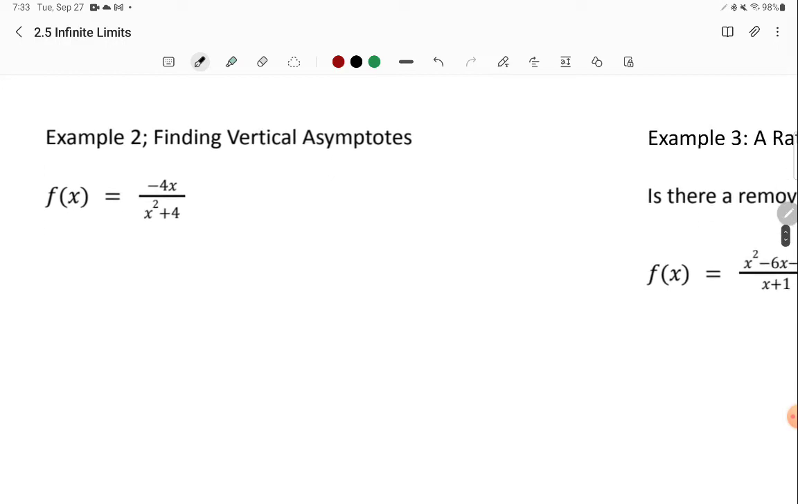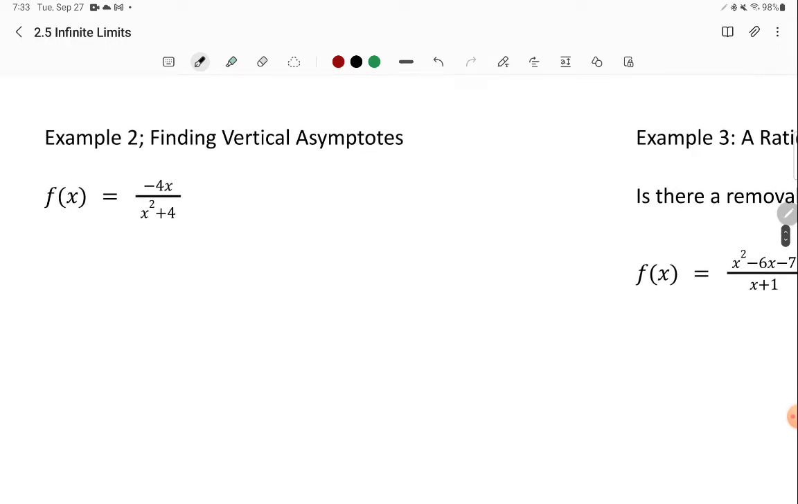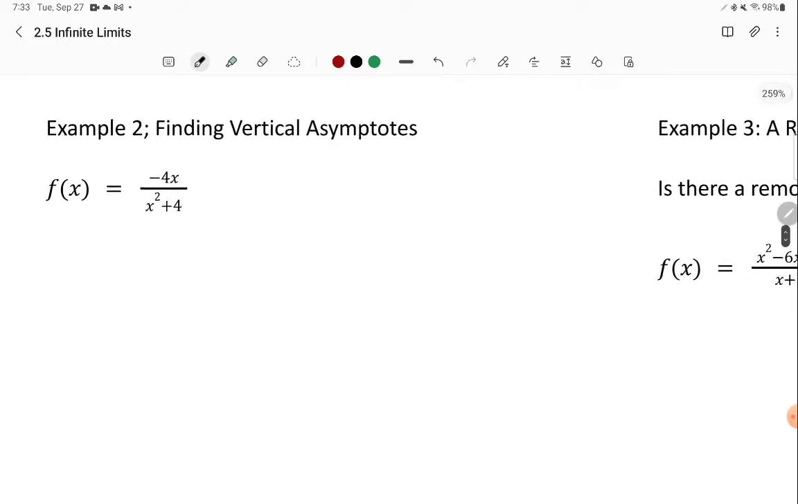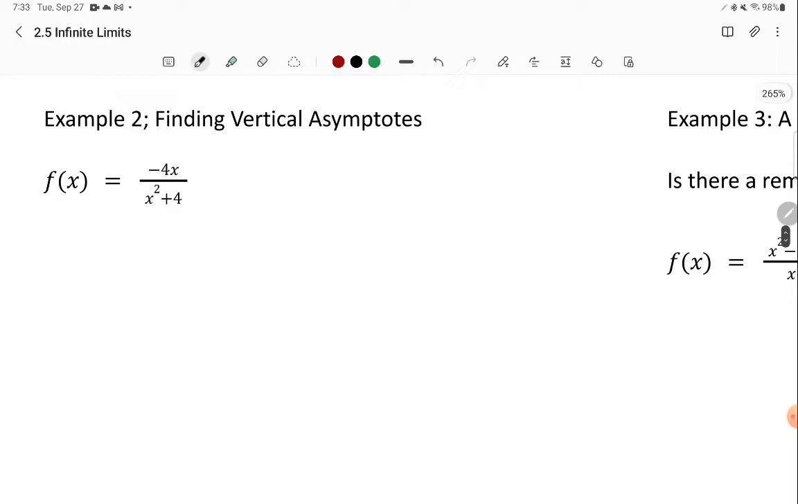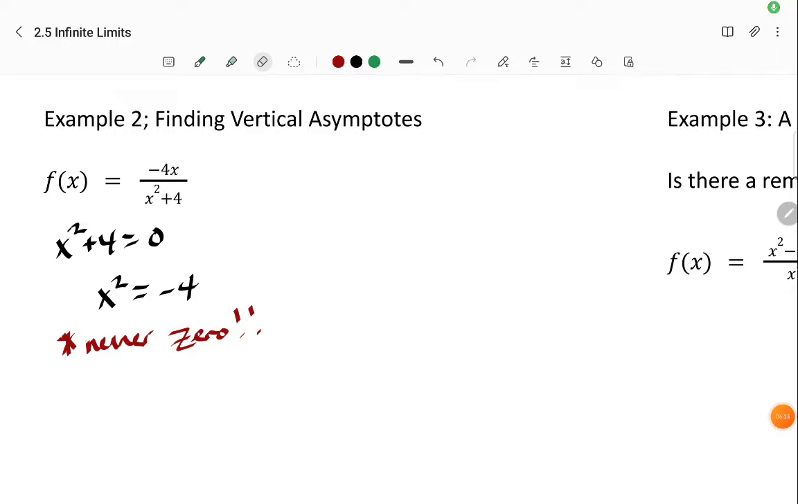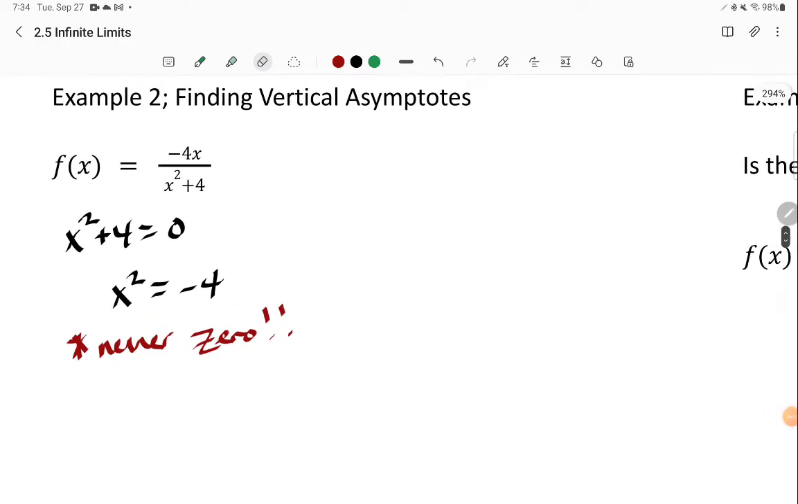So let's go ahead and practice finding vertical asymptotes. Find in this example right here, go ahead and find your vertical asymptote. Pause the video, find it, and then come back and see how you did. Okay, so when you set the denominator equals 0, x squared plus 4 is equal to 0, then subtract 4 from each side, and there's no way you can square a number and get a negative number, so that denominator is never going to be 0, therefore there are no vertical asymptotes.